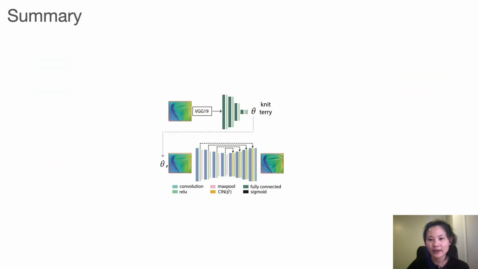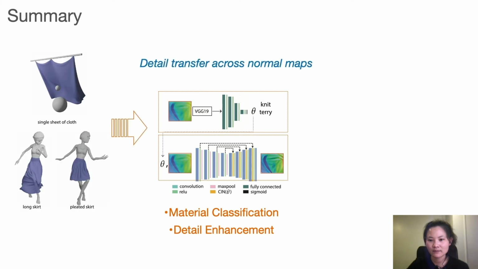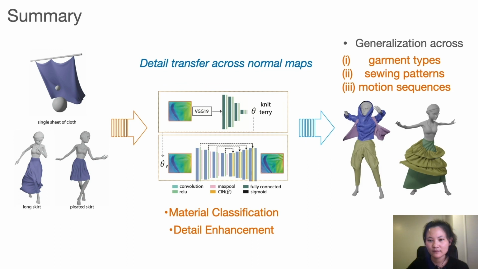In summary, we have presented a deep learning-based approach to synthesize plausible wrinkle details on coarse garment geometries. Our system is mainly composed of the material classification network and detail enhancement network. Our approach draws inspiration from the recent success of image artistic style methods and casts the problem as detail transfer across the normal maps of the garments. We enable our method to generalize across different garment types, sewing patterns, and motion sequences.